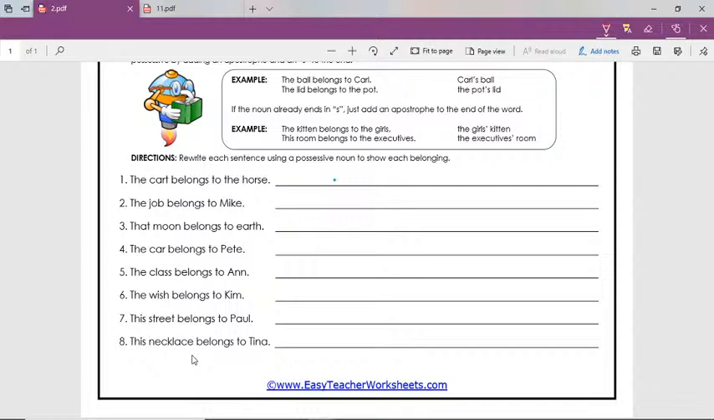Okay, fantastic. So we'll go back to the start and we'll review our answers. The cart belongs to the horse. How are we going to start this? We're going to start with, remember, swapping round. The horse, and then remember the apostrophe goes after the noun because it belongs to the horse. The horse's cart. It's quite a nice, simple, straightforward one. You might not see many horses and carts around, but it's a good example to use. Okay, so the horse's cart.